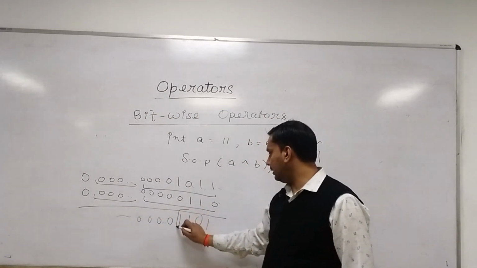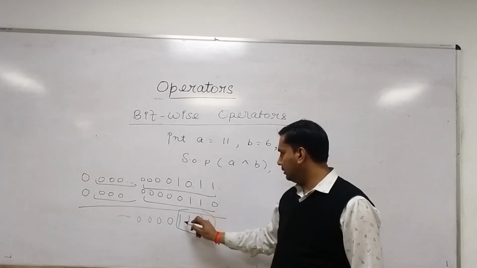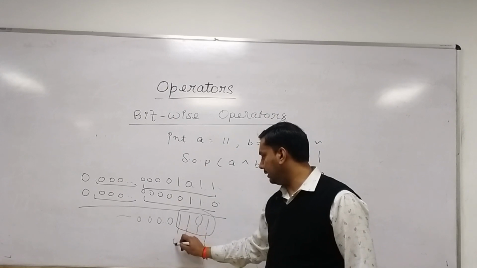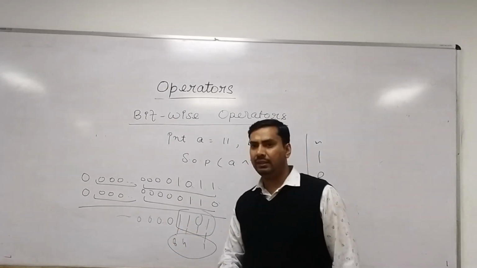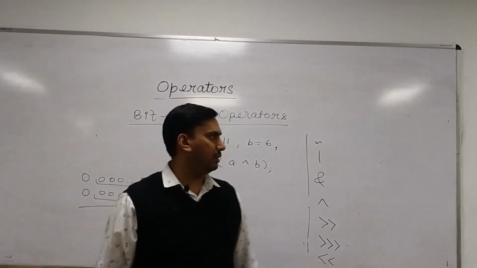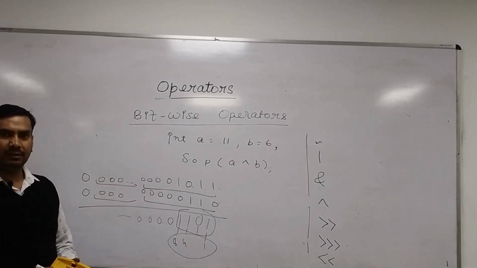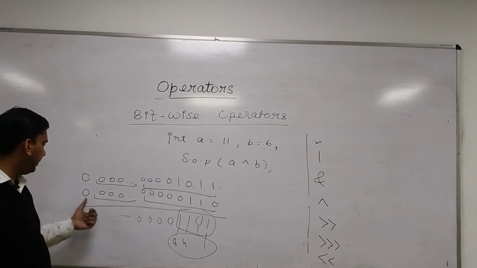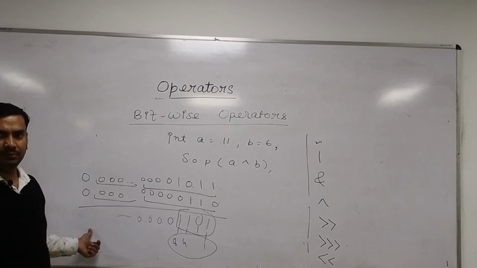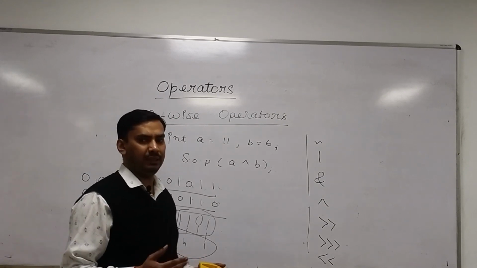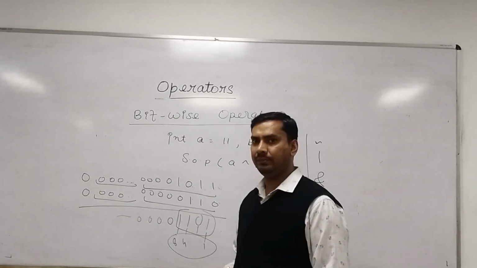So what is the result here? 1, 1, 0, 1 means 8 plus 4 plus 1, it means 13. So the result will be 13 here. Right? And how can we read it directly? Because the MSB is 0, and MSB 0 means it is a positive value. You can read the value directly.